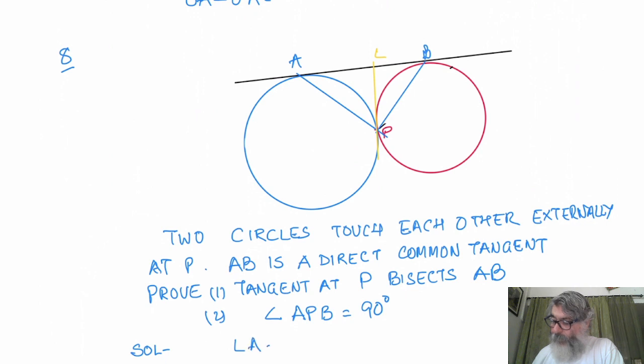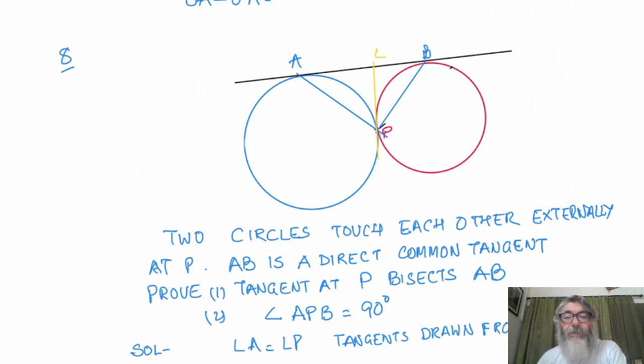LA is equal to LP. Tangents drawn from L. From L we have drawn tangents to the bigger circle, LA and LP. If two tangents are drawn from an exterior point to a circle, they are of equal length. Similarly, I would say LB is equal to LP, tangents drawn from L.